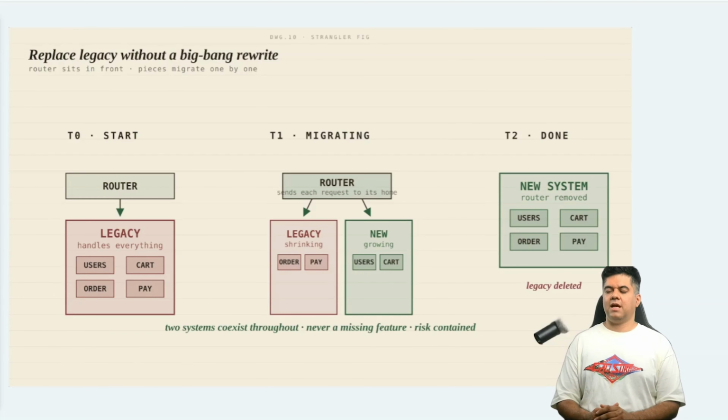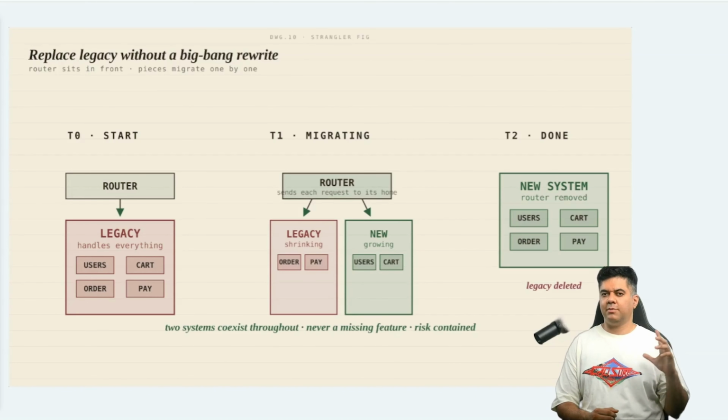Now let's talk about the strangler fig pattern, which is one of the most important patterns for extending and replacing legacy systems. The name actually comes from a type of vine that grows around an existing tree. Over time, the vine wraps the tree completely. The tree dies and the vine is left standing in the tree's shape.